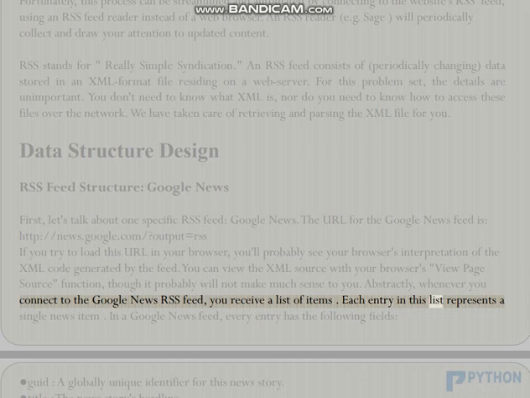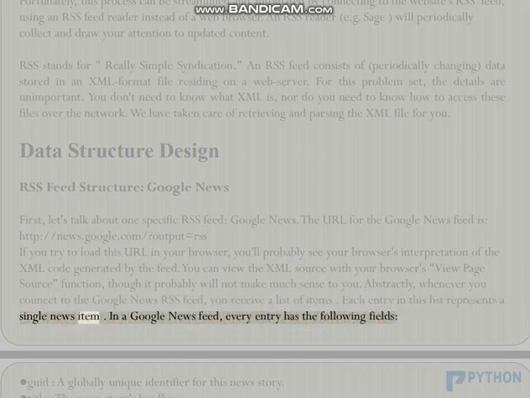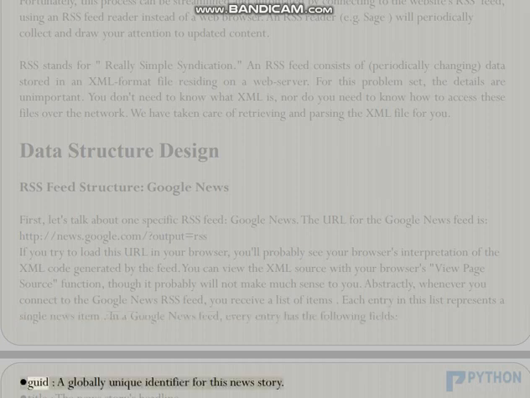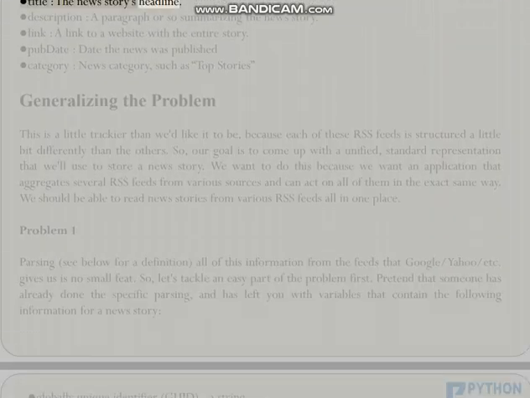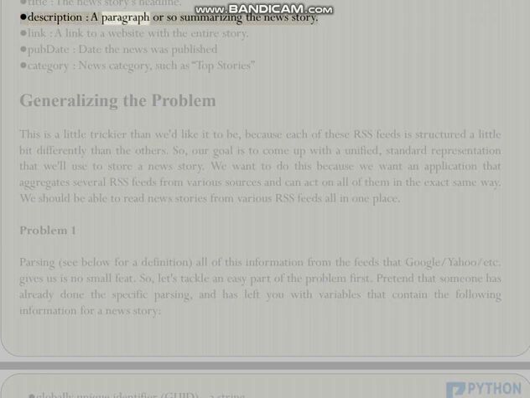Each entry in this list represents a single news item. In a Google News feed, every entry has the following fields. GUID, a globally unique identifier for this news story. Title, the news story's headline. Description, a paragraph or so summarizing the news story. Link, a link to a website with the entire story. Pub date, date the news was published. Category, news category, such as top stories.